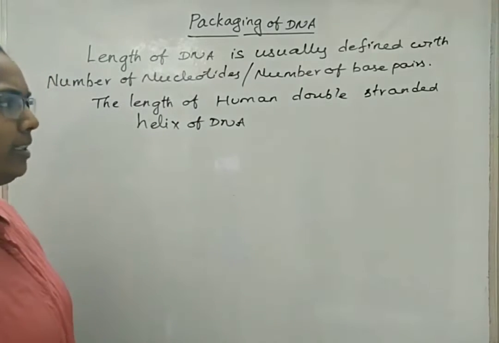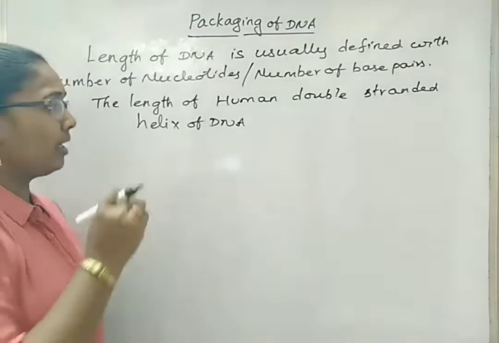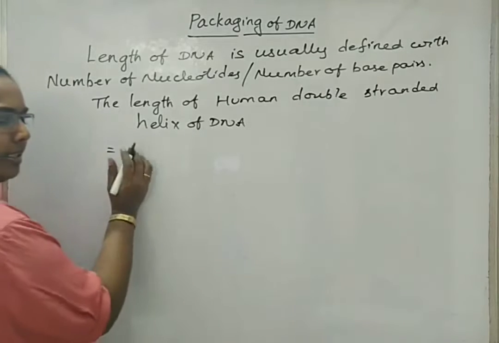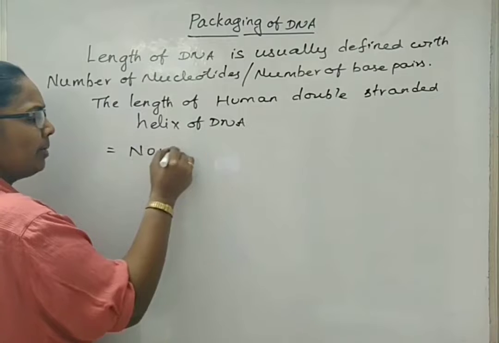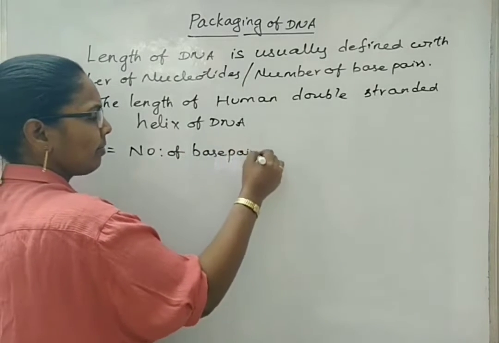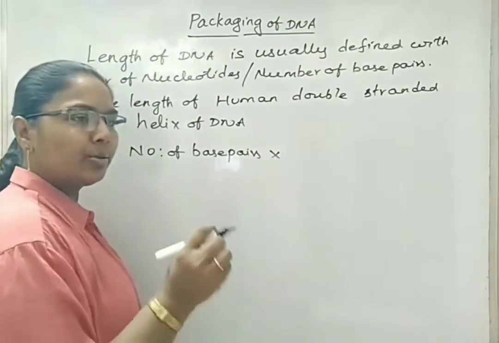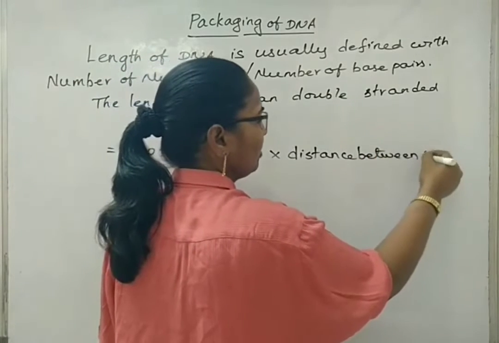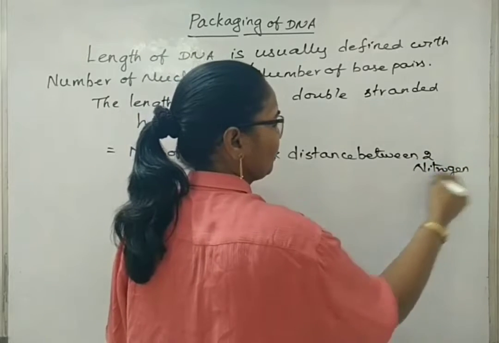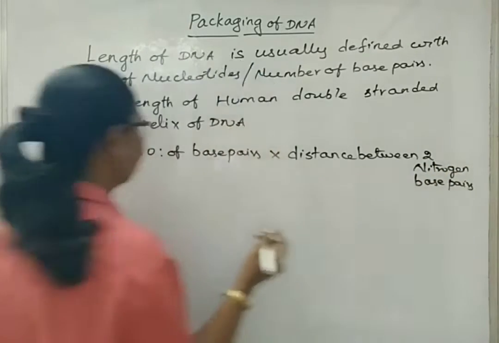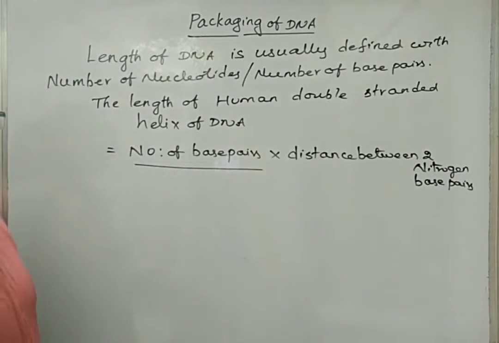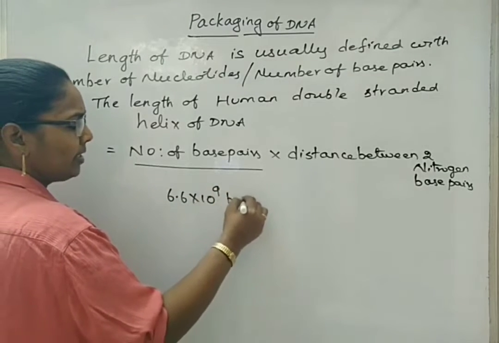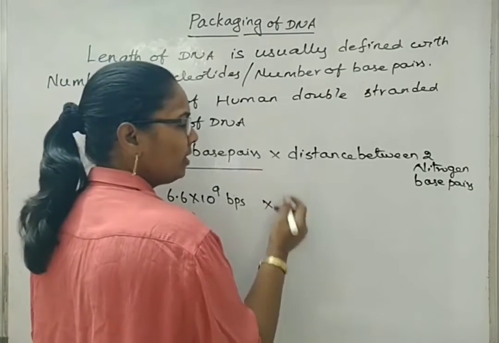If we want to calculate the length of DNA, double-stranded helical DNA, in a diploid human cell, then there is a small formula we can apply: number of base pairs into the distance between two nitrogen base pairs. The number of base pairs in a diploid human cell is 6.6 into 10 power 9 base pairs, into the distance between two nitrogen base pairs.